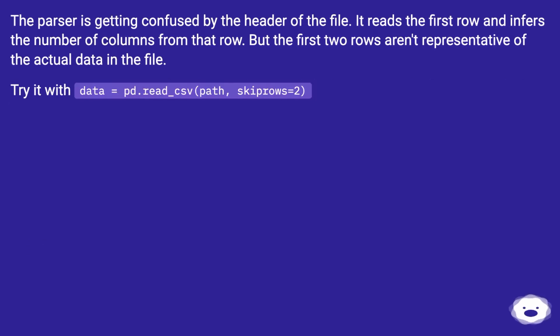The parser is getting confused by the header of the file. It reads the first row and infers the number of columns from that row. But the first 2 rows aren't representative of the actual data in the file. Try it with data equals pd.read_csv(path, skiprows=2).